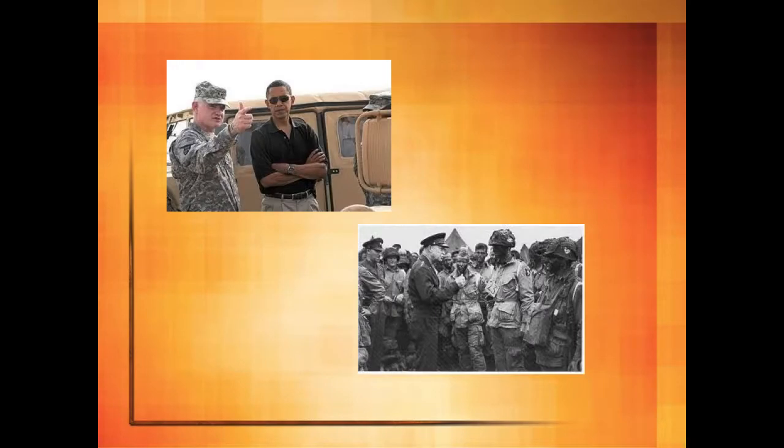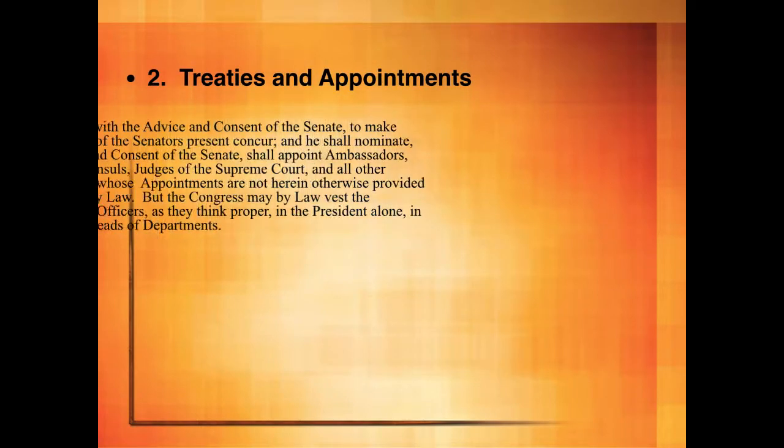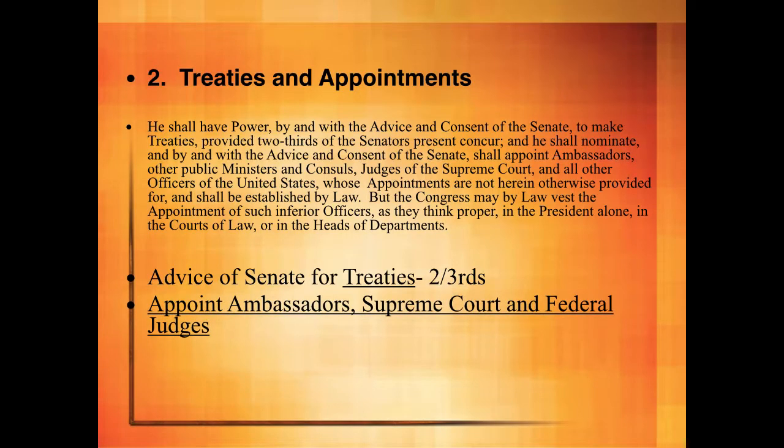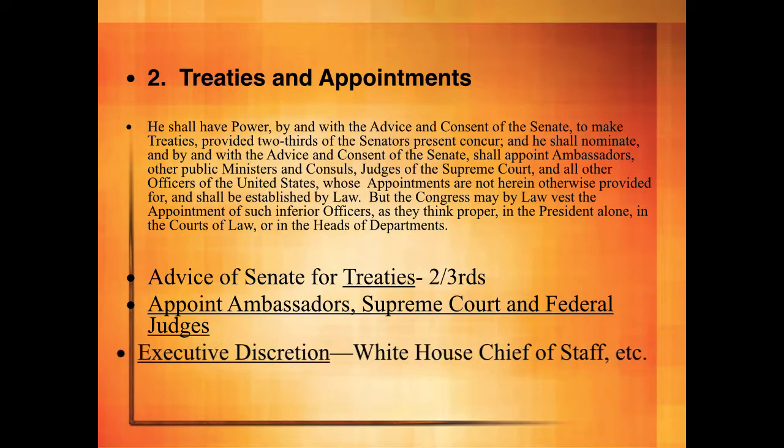Anyway, so there's our president and one before talking to troops, right? And treaties and appointments is another power. This is the constitutional language. Essentially, the president can make treaties, but then he has to get them approved by the Senate, and that's with a 2/3 majority. Additionally, he can appoint ambassadors, Supreme Court justices, and federal judges, but once again, he has to get the stamp of approval from the Senate.